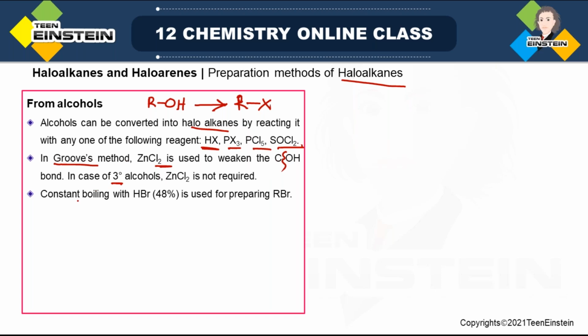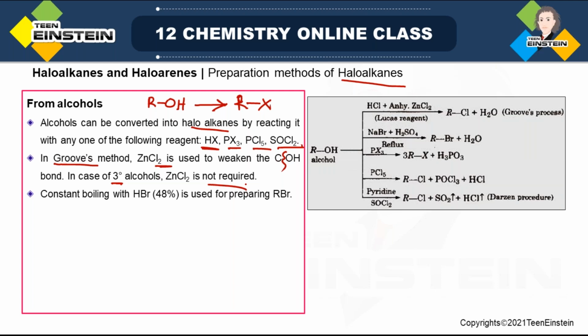But if it is a 3-degree alcohol, that is, the alcohol from which you are making the haloalkane is tertiary, then you don't need any ZnCl2, because it goes through the SN1 mechanism, and in the SN1 mechanism the carbocation that you get from a 3-degree alcohol is very stable. So the carbon-oxygen bond can be broken easily. For that you don't have to use any separate catalyst. That is why it is mentioned here that ZnCl2 is not required.